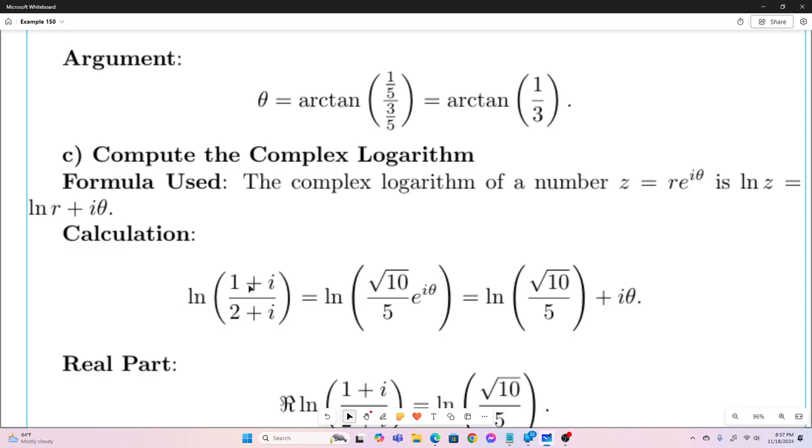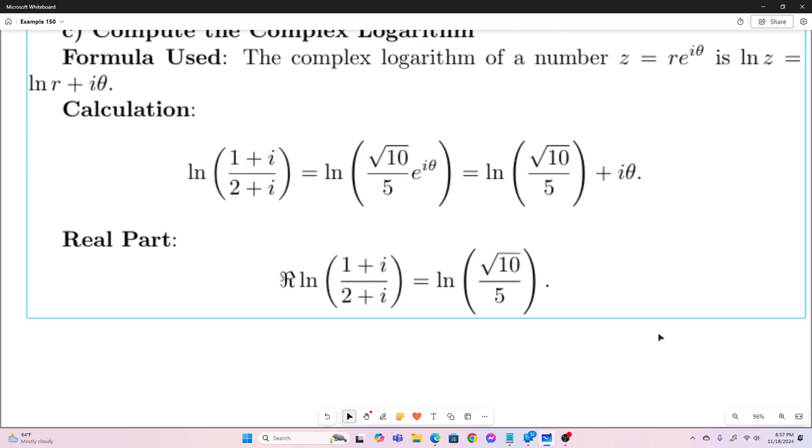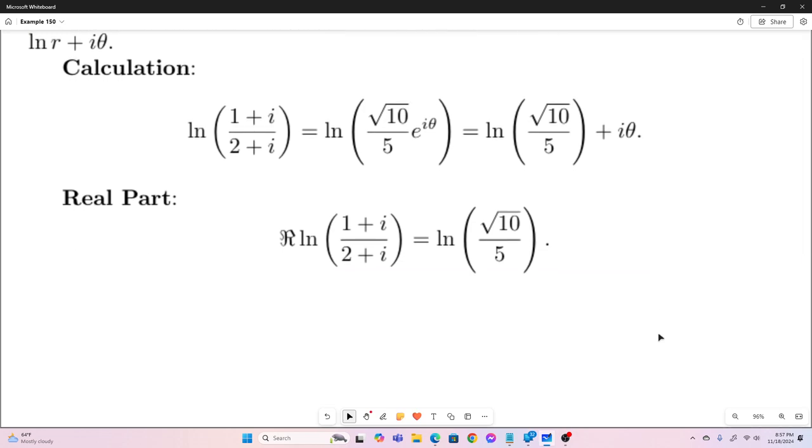We will see that the natural log of 1 plus i over 2 plus i is just the natural log of the square root of 10 over 5, that's the modulus, times e to the i theta, where theta is our argument, or arctangent 1 over 3. So basically the natural log of this thing right here is the natural log of the square root of 10 over 5 plus i times our argument. Taking the real part of that is very easy. This imaginary part will just drop out. So we see that the real part of natural log of 1 plus i over 2 plus i is just the natural log of the square root of 10 over 5.